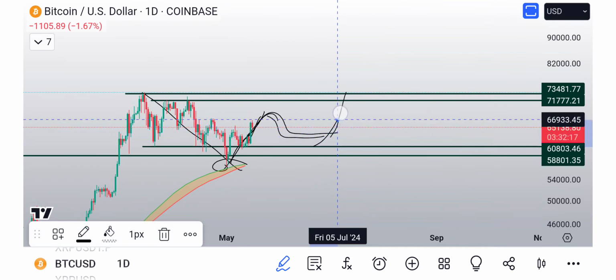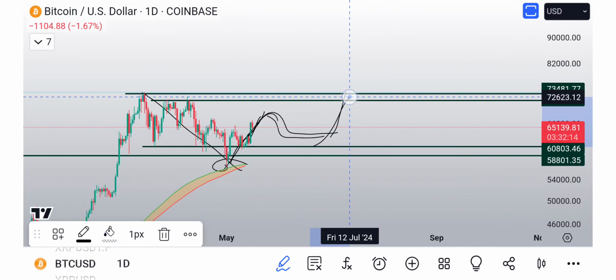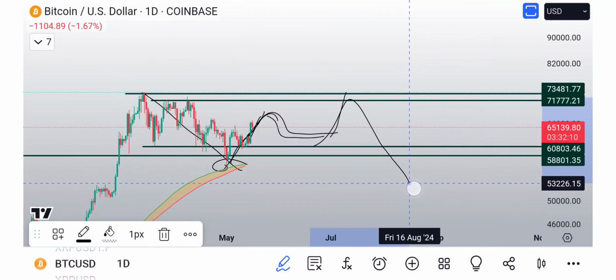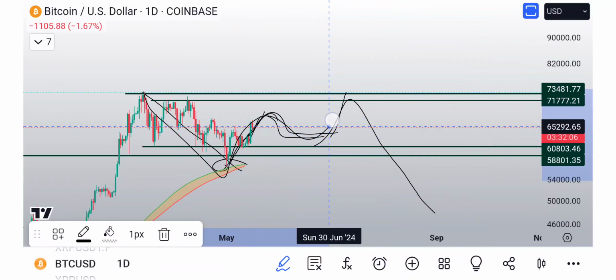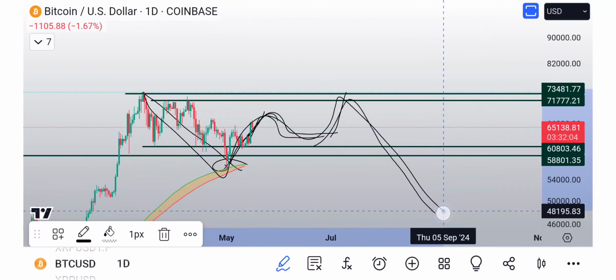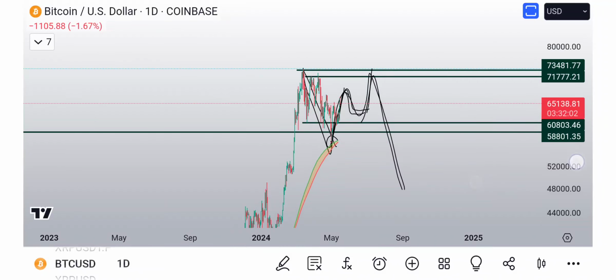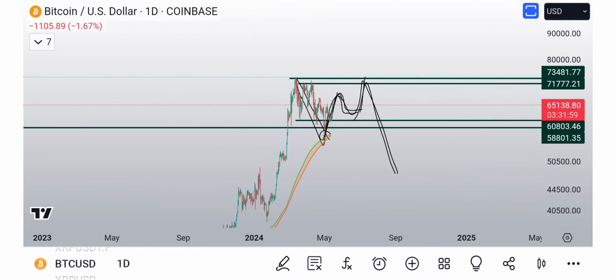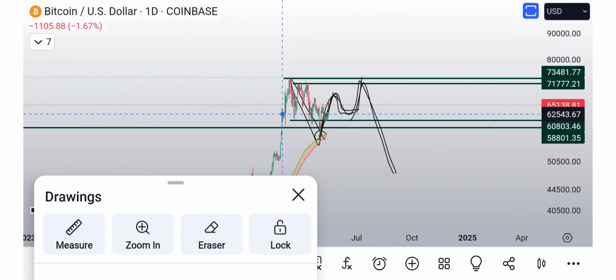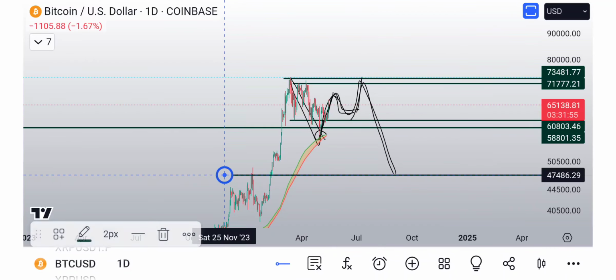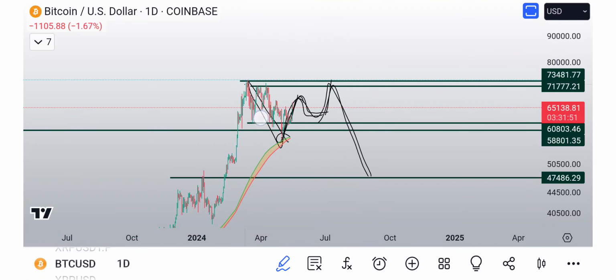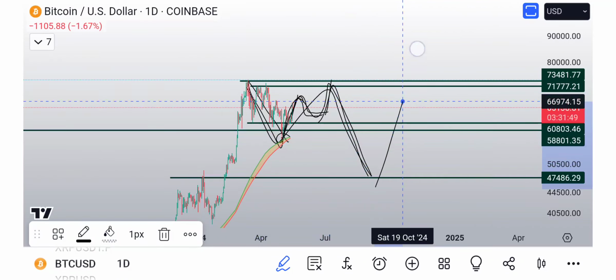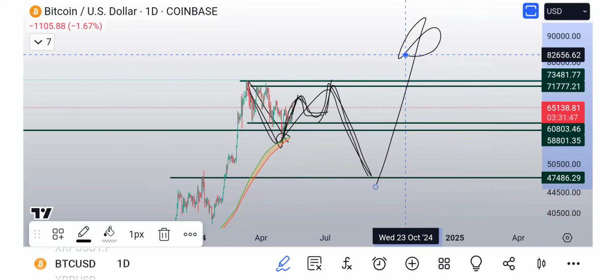If it gets up here and can't get through, then we're coming back down. And then this whole thing would be an A. This will be a three-wave move B, and then we come down for C. Now, the way I drew it, it looks a little big. I don't think it's going to be that big, but I'm just trying to give a visual representation of what it could look like. So A, B, C, and then boom, let's go.